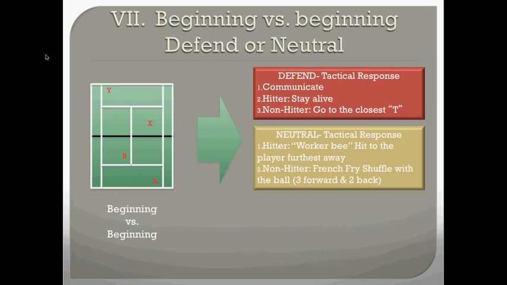Once Y hits it past B again, they need to French fry shuffle 2 steps back. So player B, the non-hitter, does the French fry shuffle with the ball. Once the ball goes by, the French fry shuffle goes 3 steps forward. Once Y hits it past B, they'll take 2 steps back doing the French fry. So that's what you do in neutral. You keep doing the move, the hitter and the non-hitter in neutral. If you get to defense, that's worst case scenario. You then communicate, you go to the T. So within these two modes is what you'll encounter when you're beginning versus beginning.